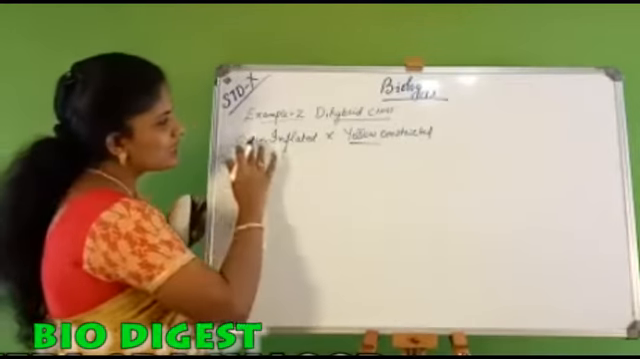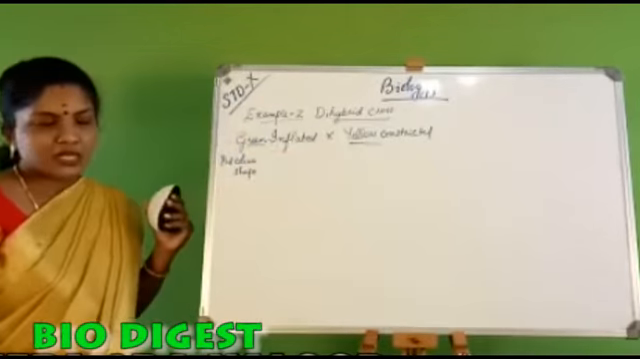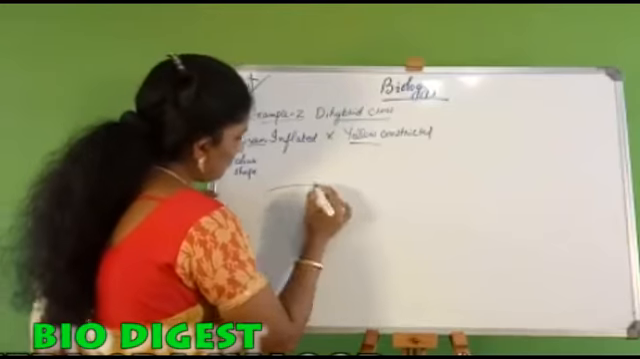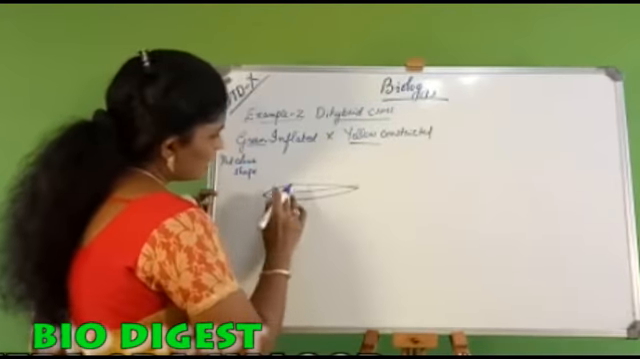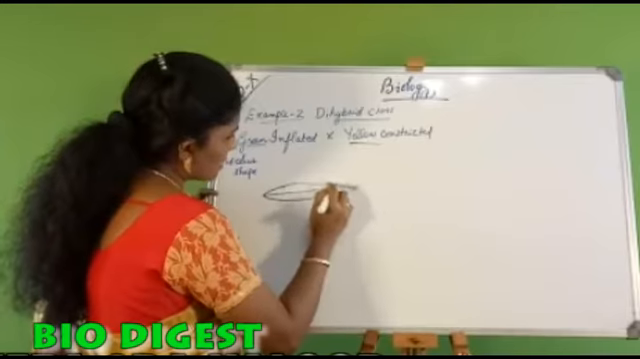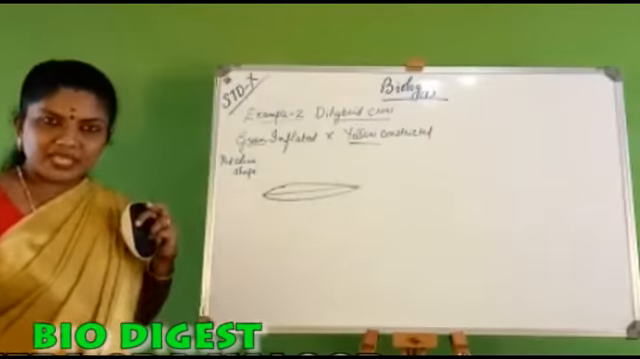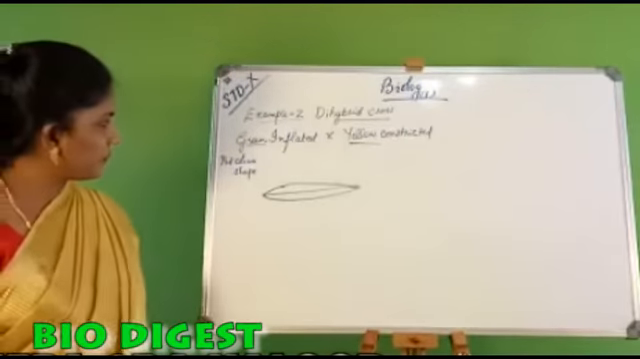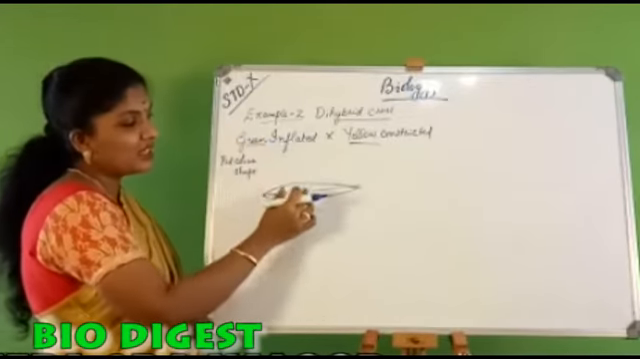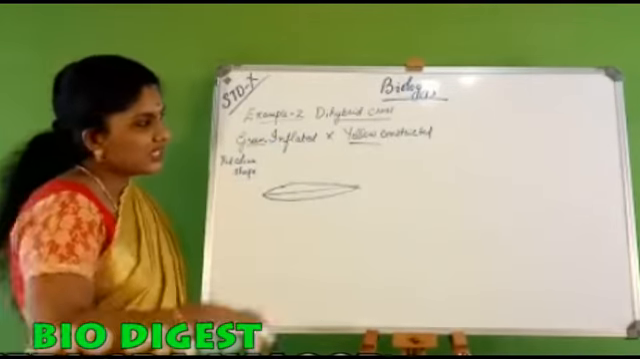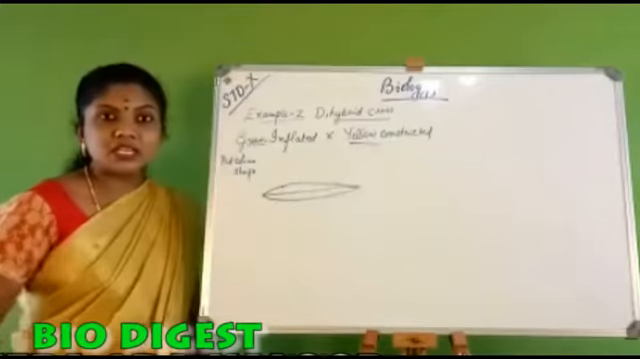So what are these green and yellow? Green and yellow is actually the pod color. Okay, pod means this is pod. Inside this seeds will be present. Okay, the covering, that is what is called as the pod. So in one plant, the plant is having a green colored pod. The other plant is having a yellow colored pod.